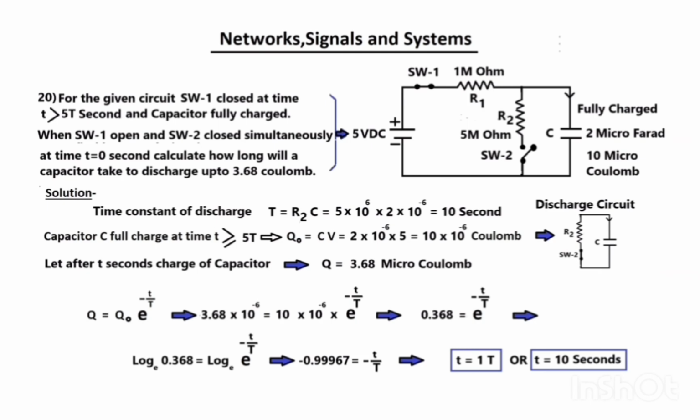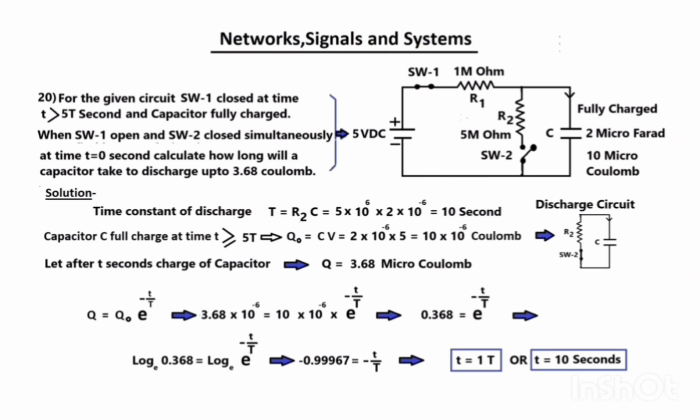Solution: we redraw the circuit for discharge. Switch 2 closed. Time constant of discharge τ equals R2 multiplied by C equals 10 seconds. Capacitor C is fully charged at time t higher than 5τ. This Q0 equals CV equals 10 microcoulomb.